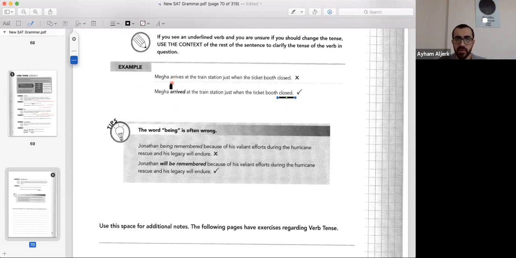That's why if we have the verb arrives, this is present. And then when the ticket booth closed, we're talking about the past. So there's a problem here. So we can change the verb arrives to arrived. So she arrived at the train station just when the ticket booth closed. And now it's fine.